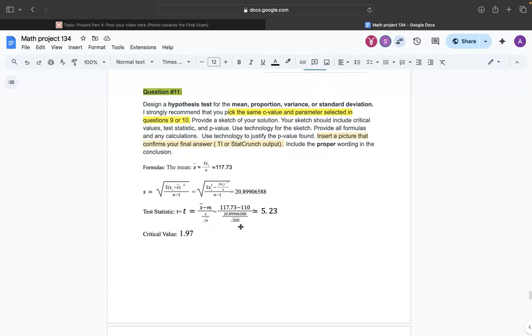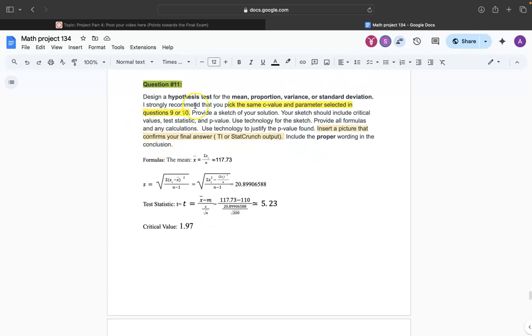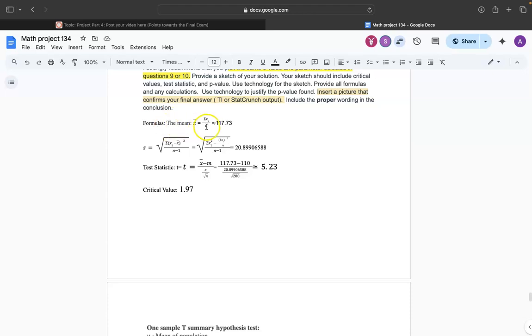Let's move on. As for question number 11, it asks us to design a hypothesis test for the mean, proportion, variance, or standard deviation. For the mean, we have 117.73. The standard deviation here is going to be the square root of the sum of x minus x bar to the second power, divided by n minus 1. And that's going to give us our answer, which is the 20.899 that we have from up top.